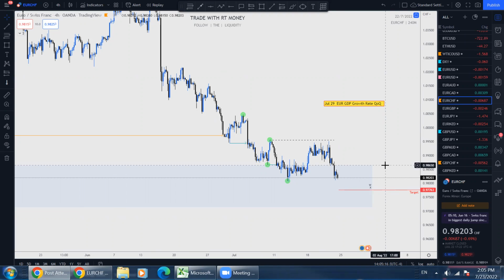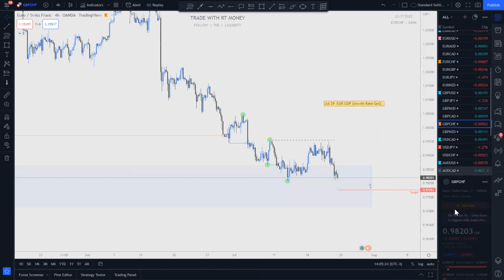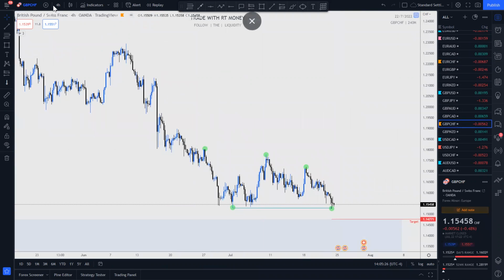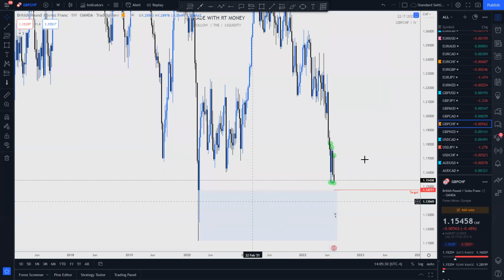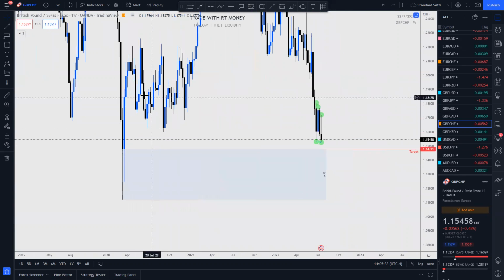You understand? So let's take a look at the Euro Swiss. No, not the Euro Swiss. I did say I was going to start with the Pound Swiss, and that's what I'm going to do. Now, if we look on the higher time frame, on the weekly, look where we're coming to. We just broke this strong demand here. There was demand here and price just busted through it.